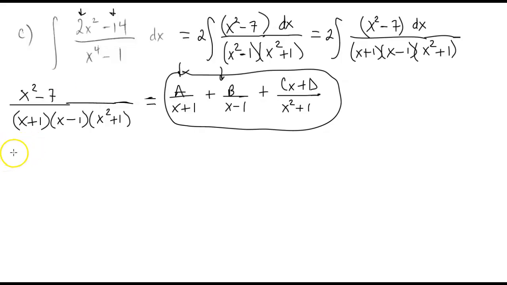So let's find out A and B first. A is simply going to be everything that I have here in my quotient except for the x plus 1. So we're going to have x squared minus 7 divided by x minus 1 times x squared plus 1. And we're going to evaluate that at the value of x that makes the denominator for the A constant that we're trying to find go to 0.